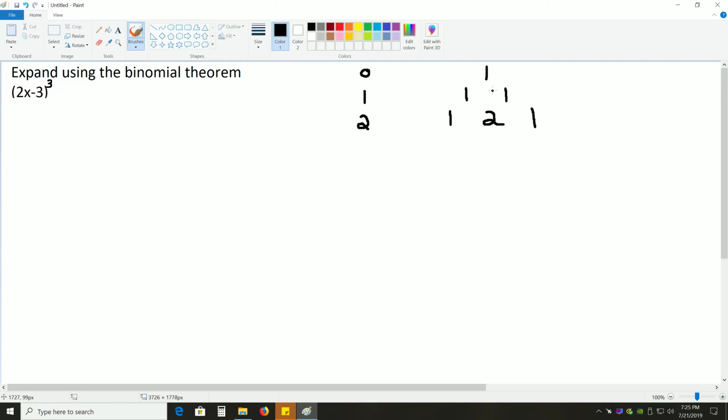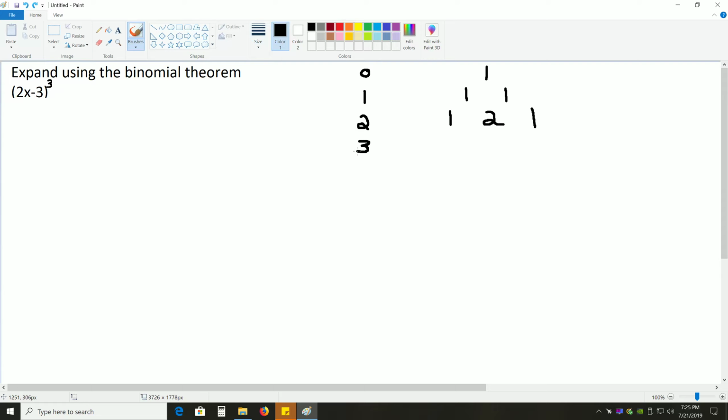Notice what just happened there. We always keep rewriting these two 1s on the outside, and then we combine the numbers that meet together by adding them. So notice we brought down the 1s again, and then 1 and 1 adds together to give us 2. Okay, let's try that again.